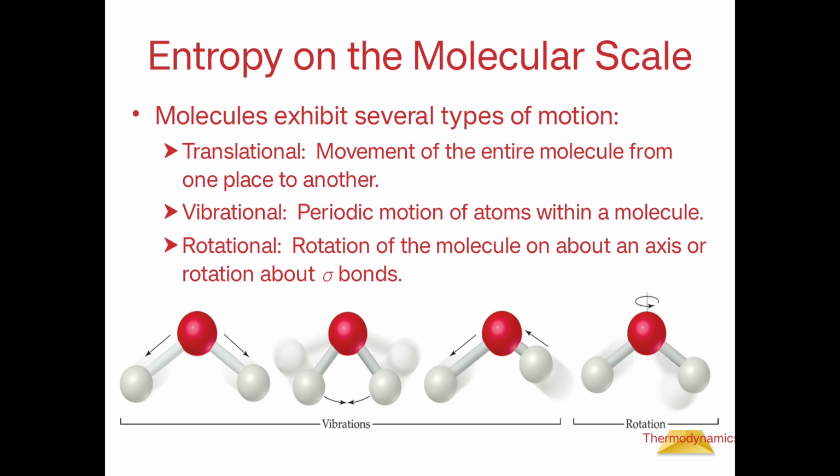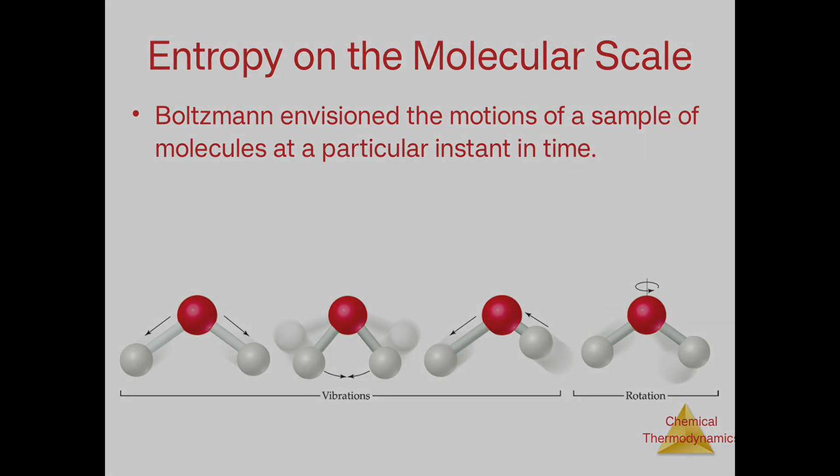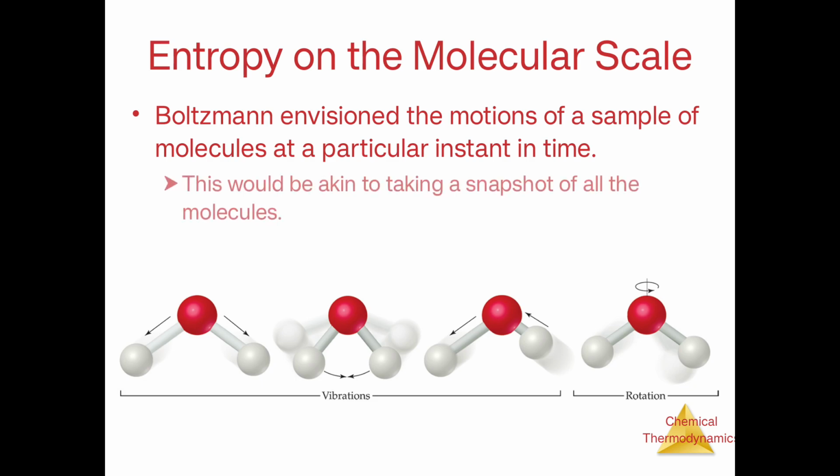Got it? Then the rotational, you know it. At a particular point on an axis, the rotation will be accounted based on the strength or the nature of the bonding. Got it? So these are the three main types of molecular motion which will be accounted for to measure the entropy on the molecular scale.